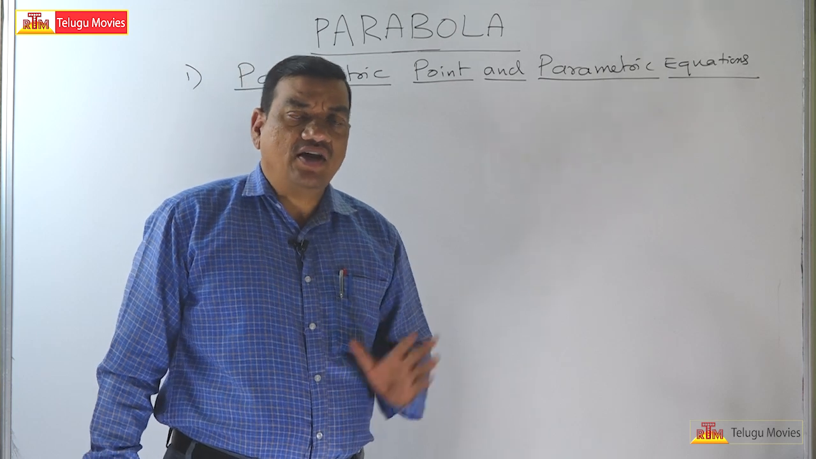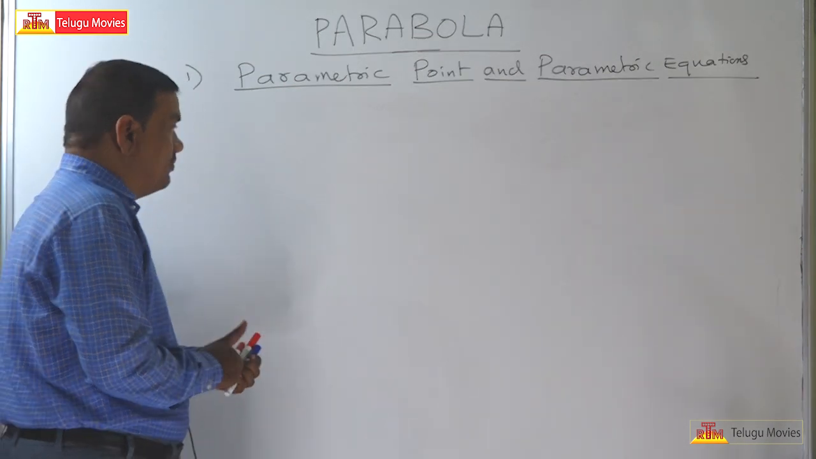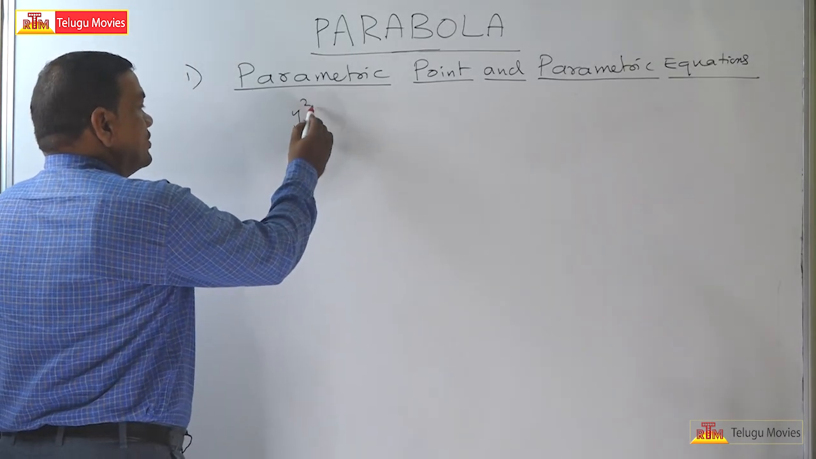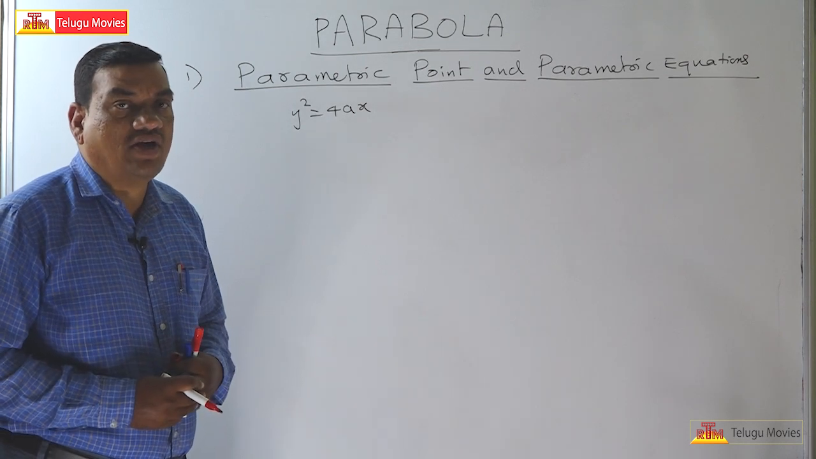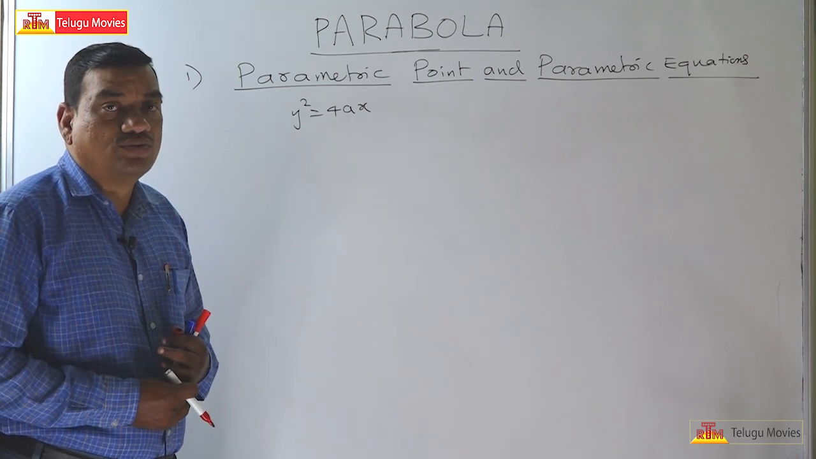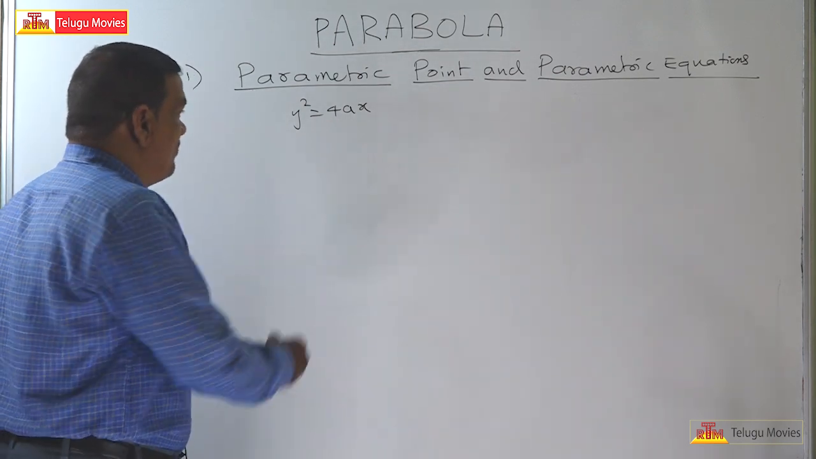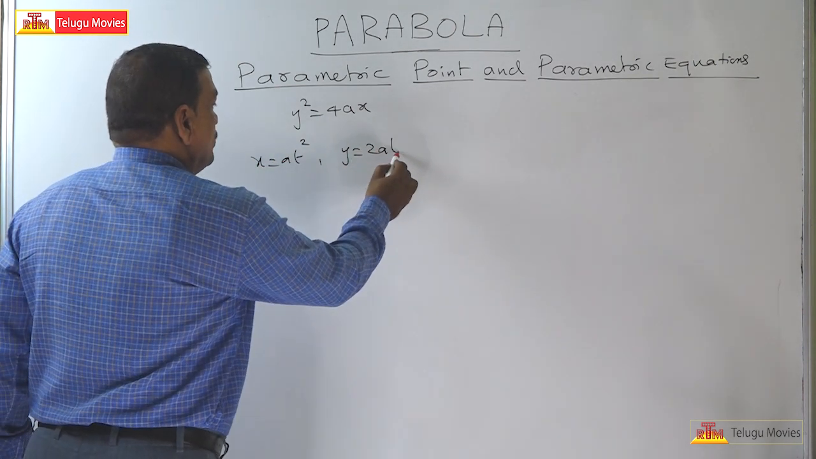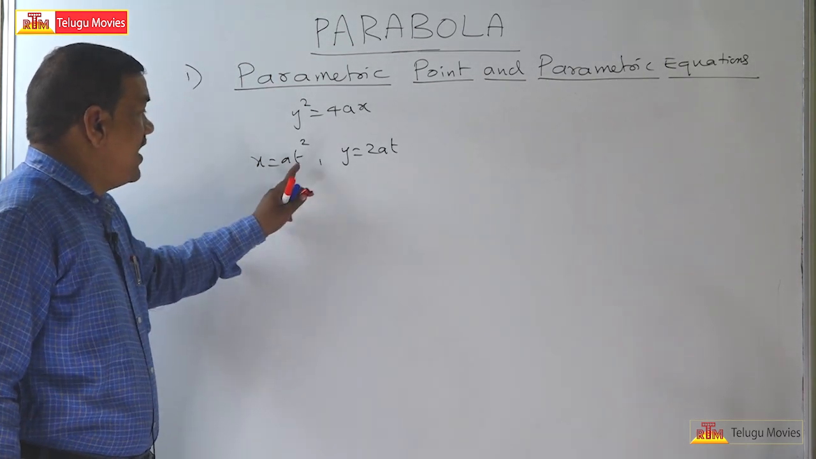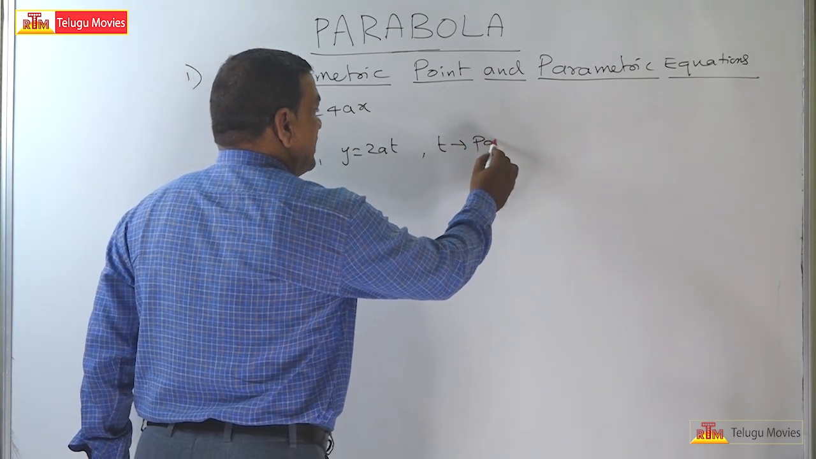Okay. First of all, let us take one parabola, whatever may be the parabola. Let the equation of the parabola be y square is equal to 4ax. Here x and y are variables, that means they can take any value. So in place of x and y, I will take x is equal to at square and y is equal to 2at, where t is a parameter. Here t is called a parameter.